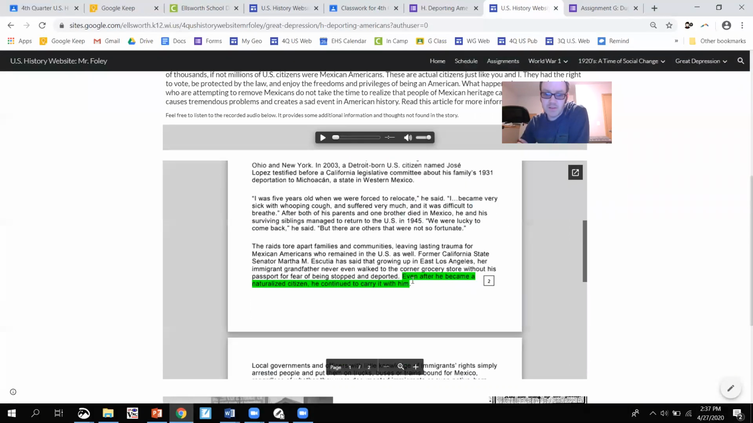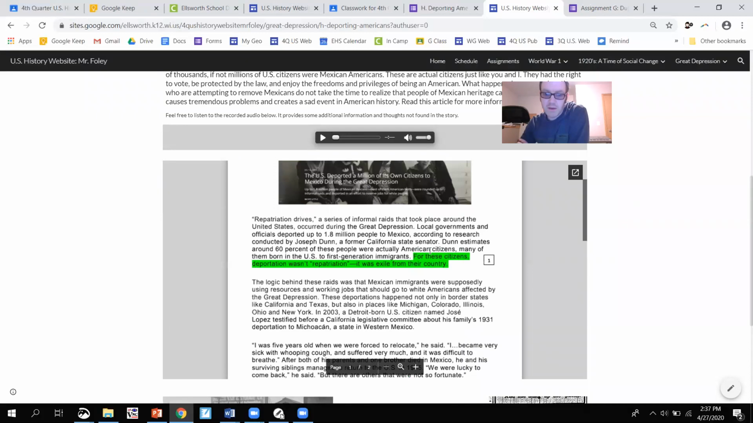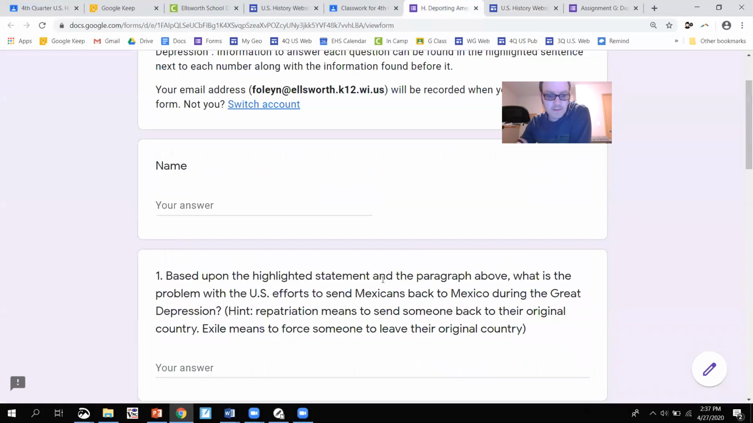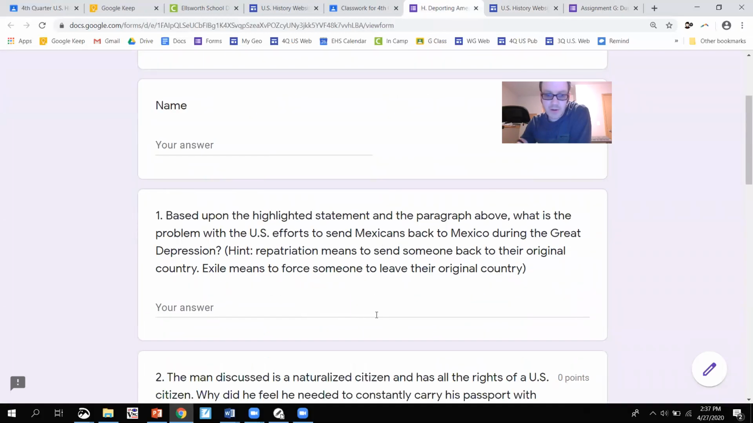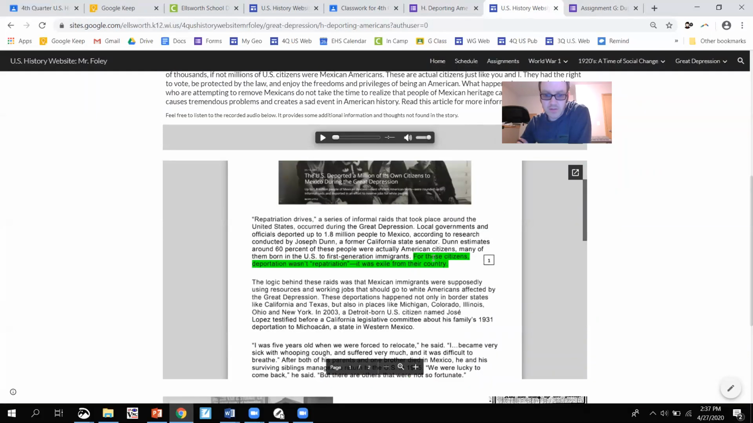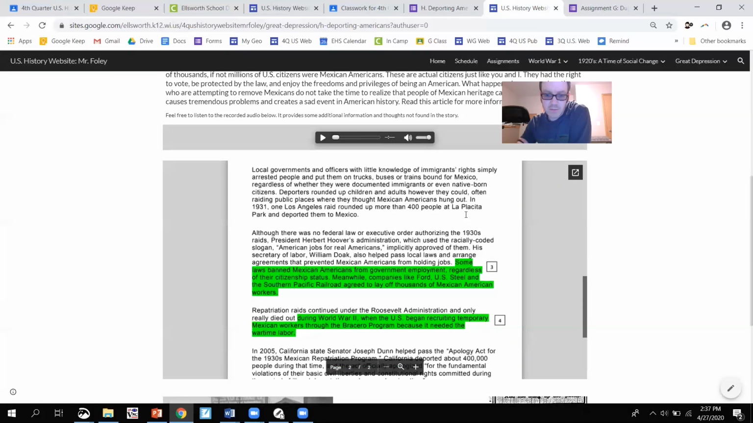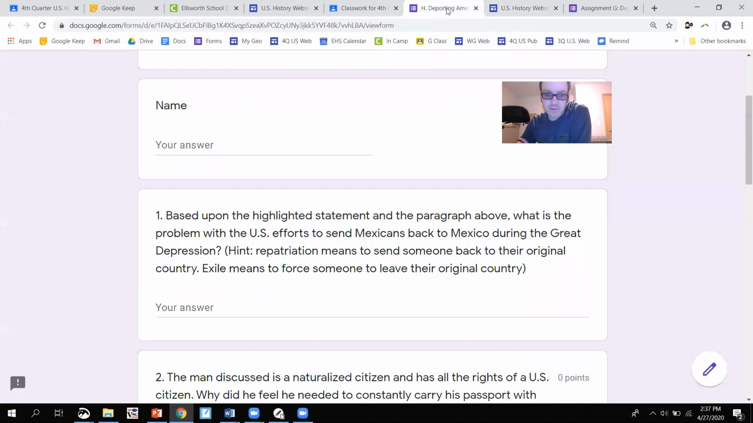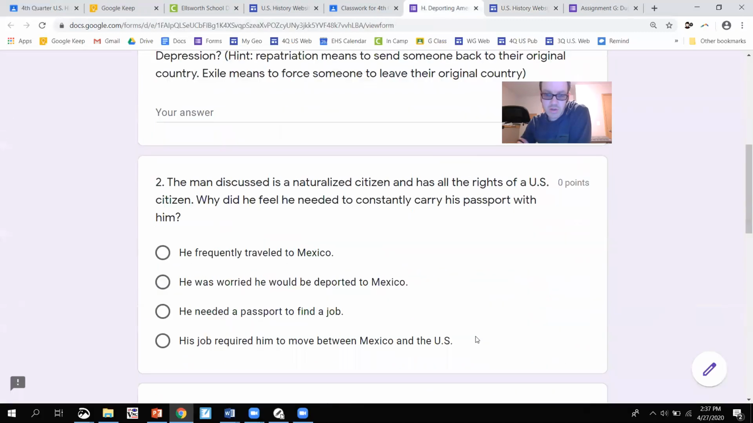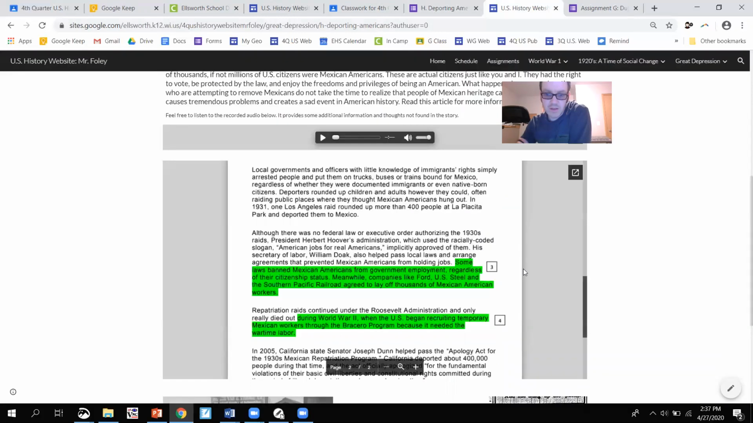You'll notice there's some parts in green here with numbers next to them. This is where you look to answer questions. For example, question 1 says, based upon the highlighted statement in the paragraph above, what is a problem with the U.S. efforts to send Mexicans back to Mexico during the Great Depression? Well, if we look at the assignment here, you have here's number 1, here's the highlighted part. So you're going to look in this first paragraph for that answer. Number 2, you look in the sentence and look above. Same for number 3 and number 4. And so you'll answer these questions on H with this article found on the website.